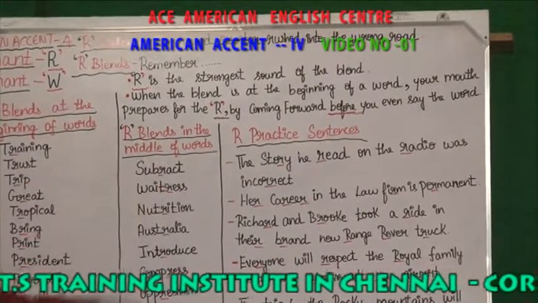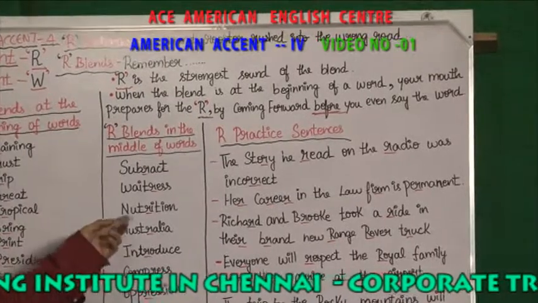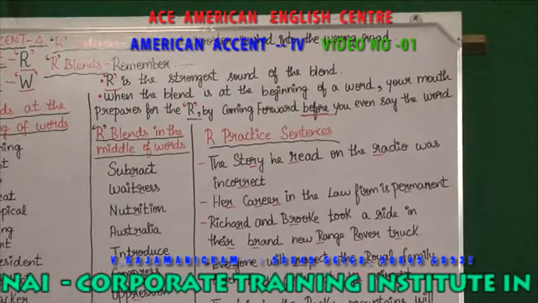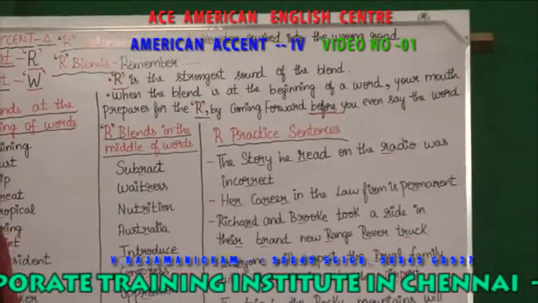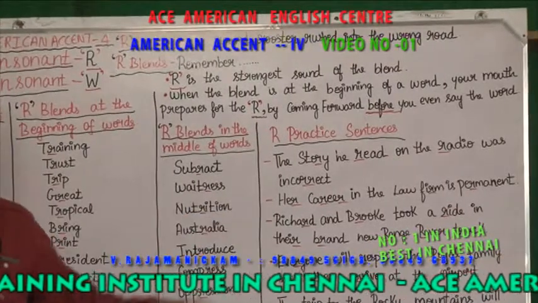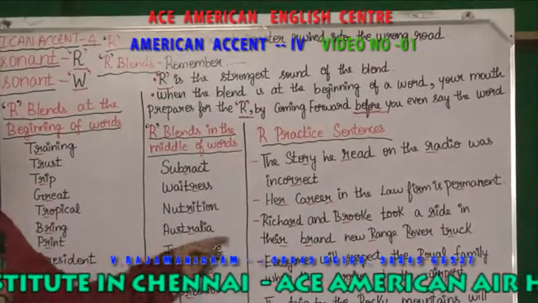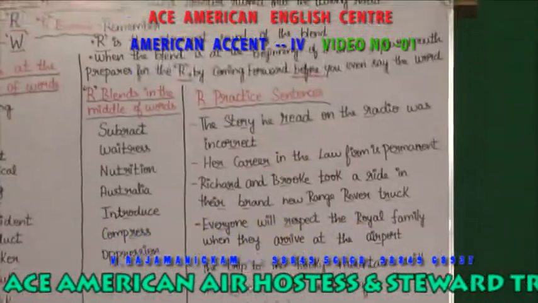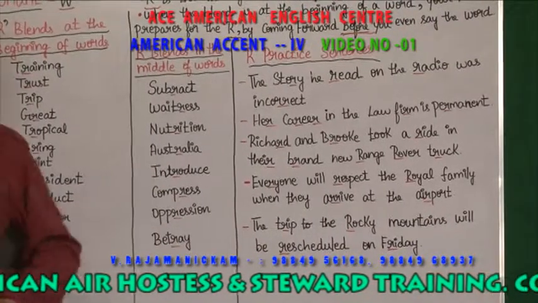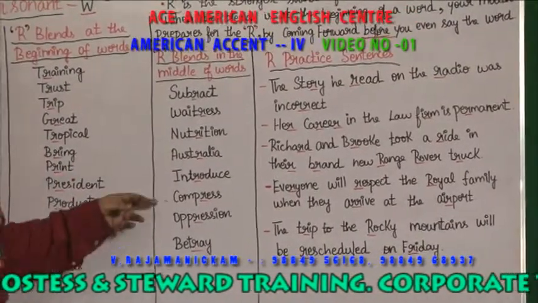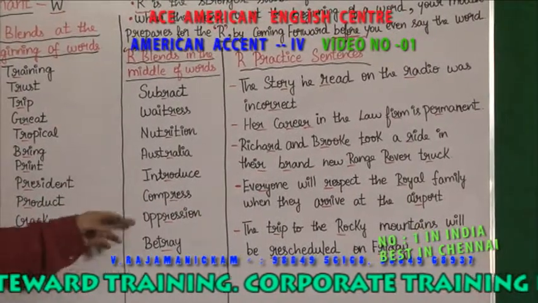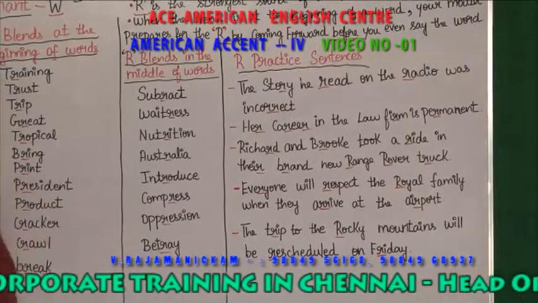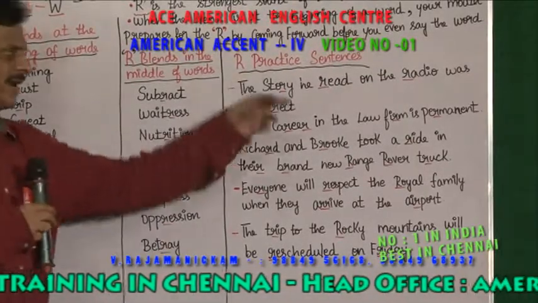So R blends in the middle of the word. Subtract, isn't it? How do you say? Subtract. The B sound is less stressed. Subtract. Wait, race. R is more stressed. Nutrition. Australia. Introduce. R is more stressed. Compress. Oppression. Straight away you're going to the R. Betray.